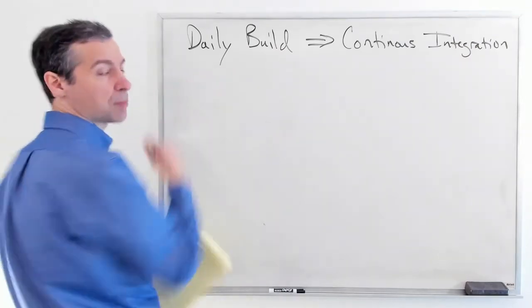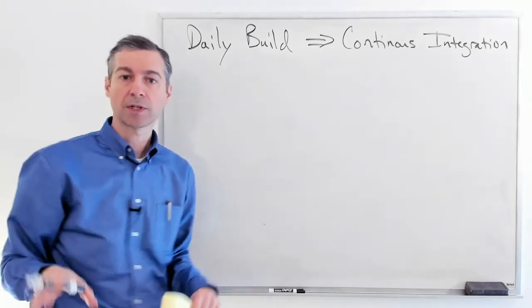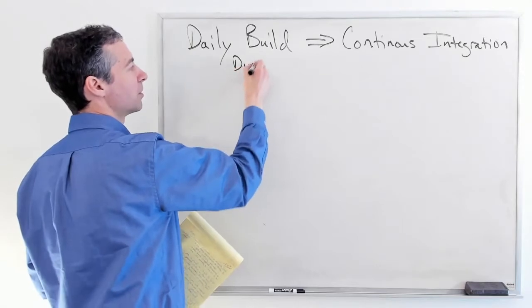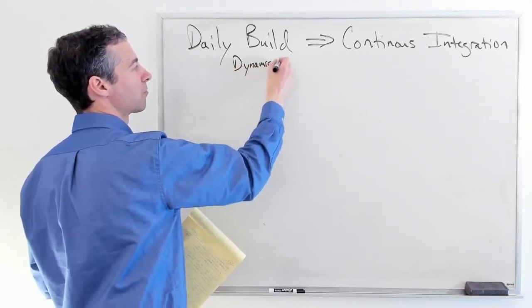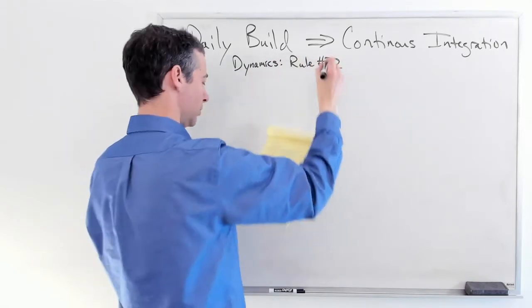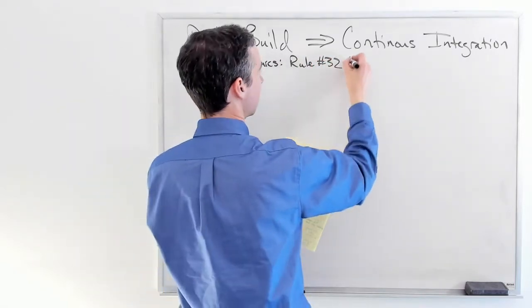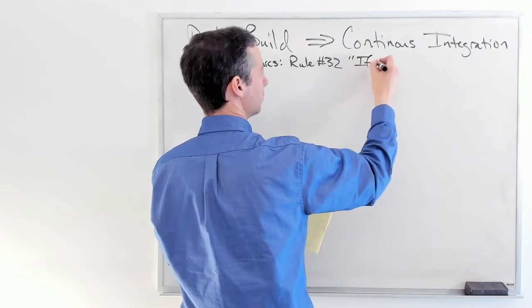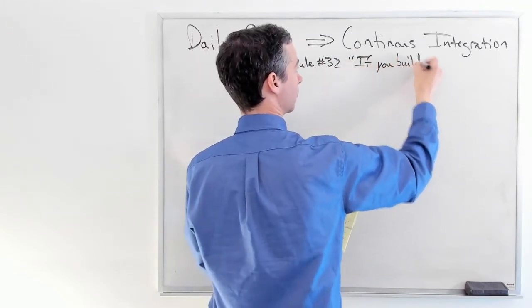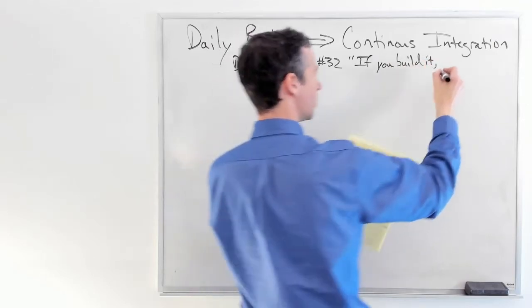Now, I've mentioned that there's this good book, and I've assigned some reading from it, The Dynamics of Software Development. So in the Dynamics book, rule number 32 is, if you build it, it will ship.